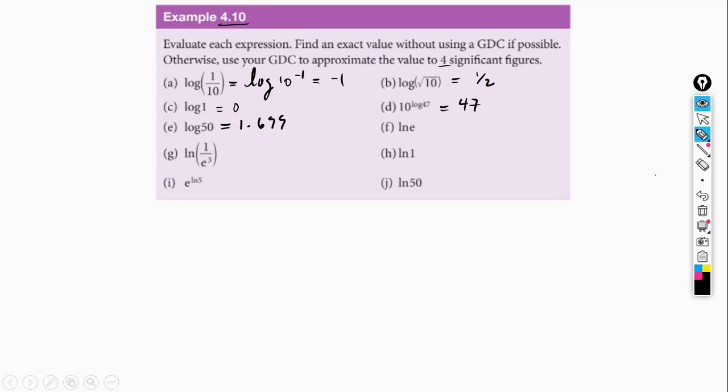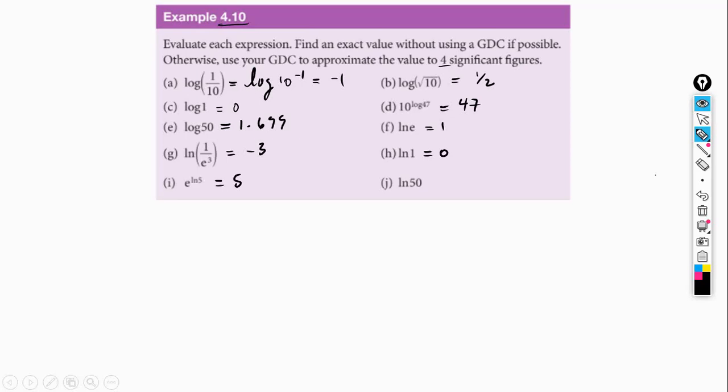For f, we have natural logarithm of e, that's just going to be 1. For g, we have the natural logarithm of 1 over e to the 3. So this is going to be negative 3. We have the natural logarithm of 1, which is 0. We have e to the power of the natural logarithm of 5. From property 4, we know that this is going to be 5.